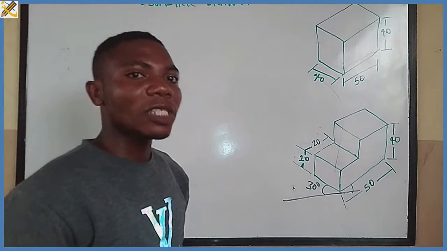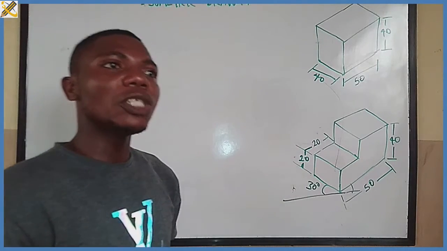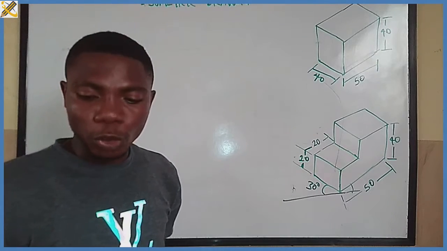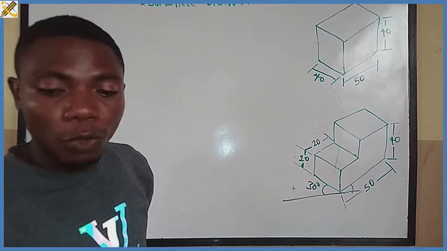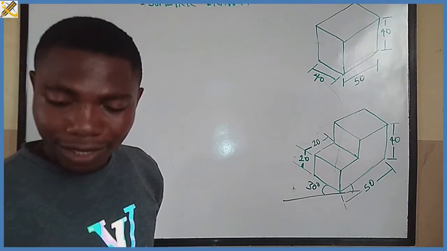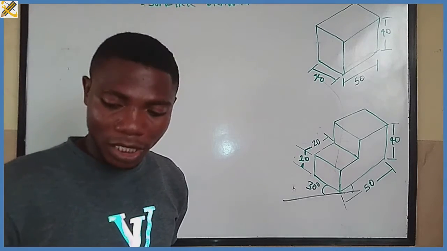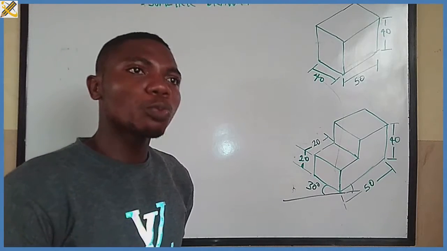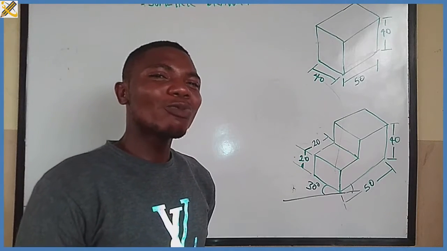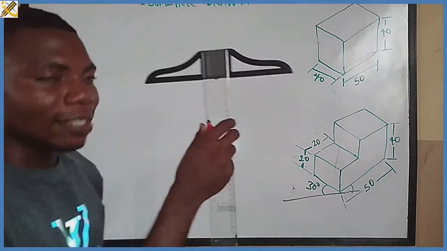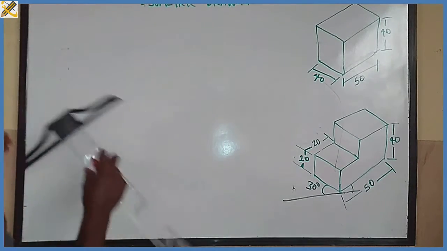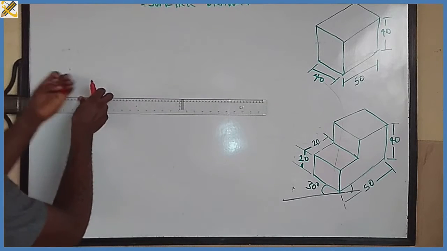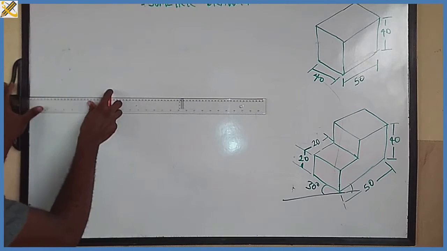So what is the very first thing I am going to do? The very first thing you need to do if you want to construct in isometric is to produce a horizontal line. That is the first procedure. So what do you use to produce a horizontal line? We are going to make use of a T-square, this, to produce our horizontal line. This is my T-square. Let me actually chip this in.